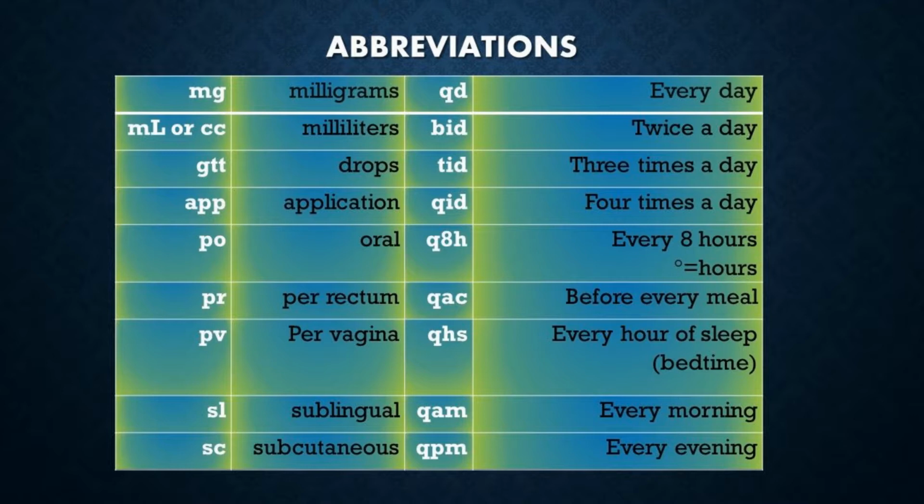APP, application, might be what you would use for a cream. So if you want someone to apply some steroid cream to a rash, you might write 1 app topically to affected area twice a day, app or application.